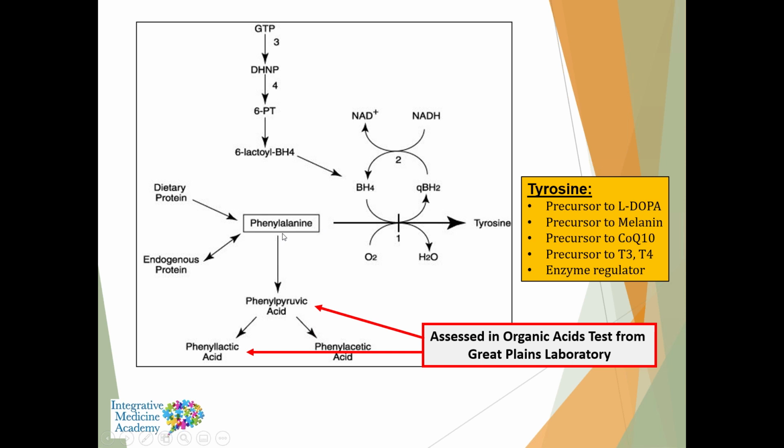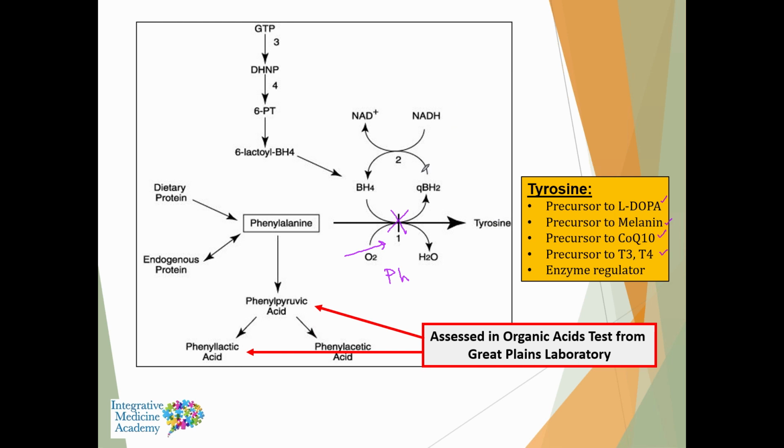We know that biochemically, phenylalanine gets converted to tyrosine. Tyrosine is converted to L-DOPA to help us make dopamine. It's converted to CoQ10. It has a role in thyroid. It also helps with melanin production. If we have a block of our phenylalanine hydroxylase, so right here, this would be phenylalanine hydroxylase. That's that enzyme that converts phenylalanine to tyrosine.